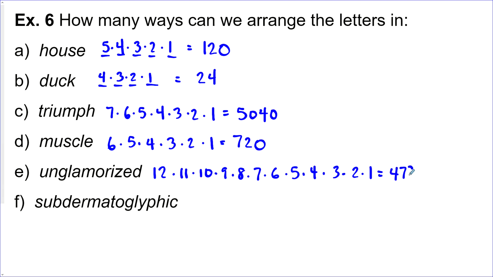479 million, 1,600. All right, now subdermatoglyphic has 1, 2, 3, 4, 5, 6, 7, 8, 9, 10, 11, 12, 13, 14, 15, 16, 17. So we would have to write 17 times 16 times 15 all the way down to 1. And that's not fun anymore. So there must be a better way.